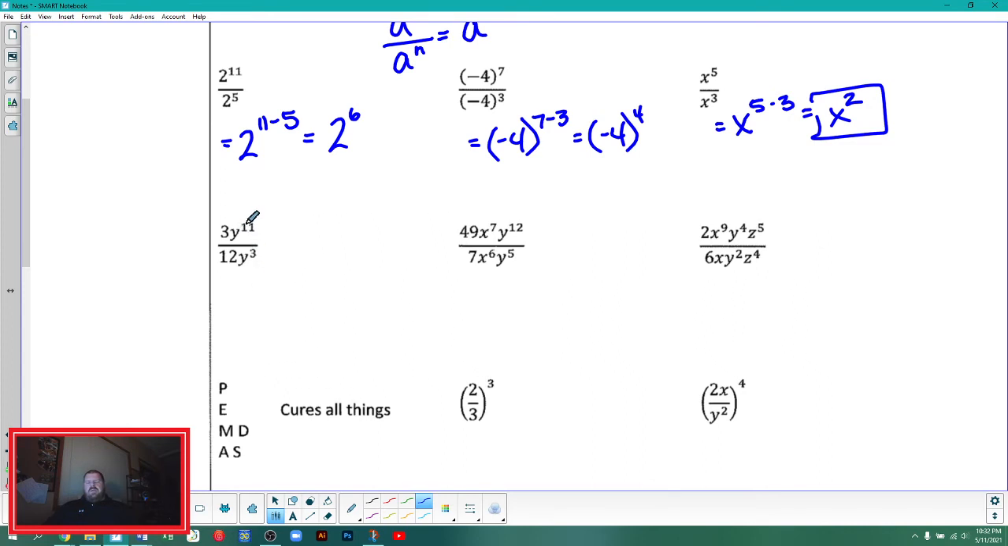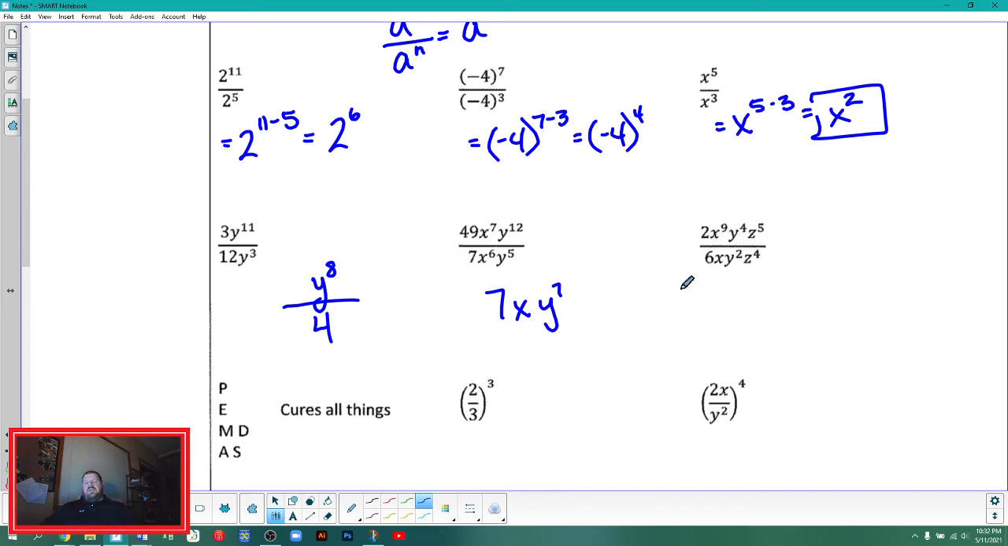And then exponent-wise, 11 minus 3 is going to give me 8. On the top, I'll have y to the 8th times 1. I don't really need to write that. All the ones on the bottom cancel out, but I have a 4 on the bottom. Next one, 49 over 7 is 7. x to the 7th over x to the 6th is x to the 1st. I don't have to write that 1. And y to the 12th over y to the 5th is y to the 7th.